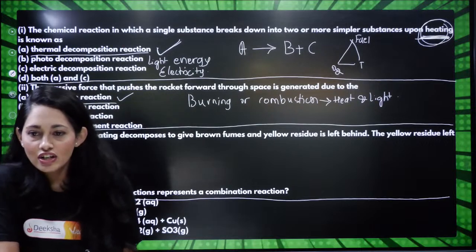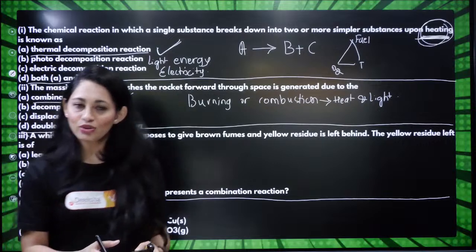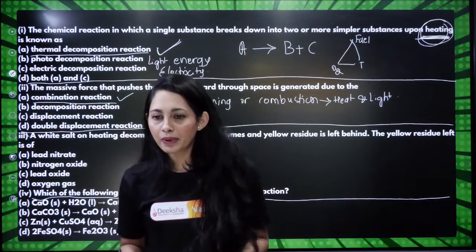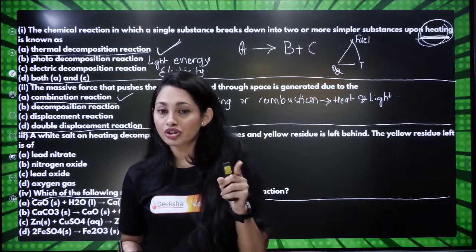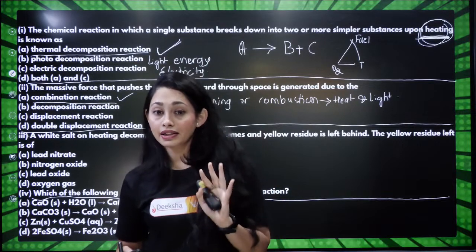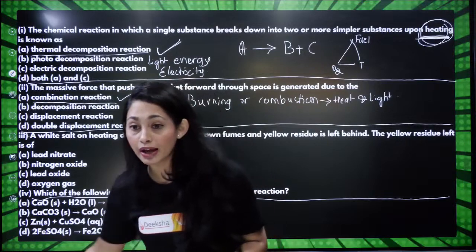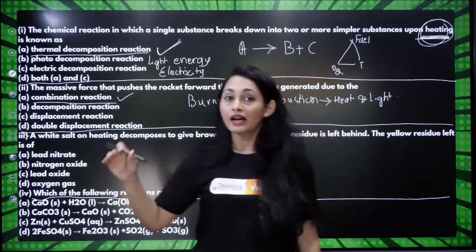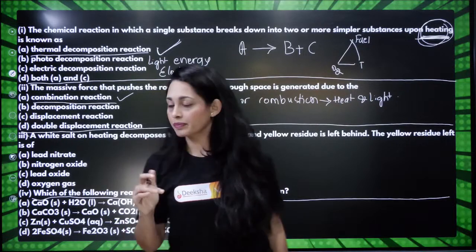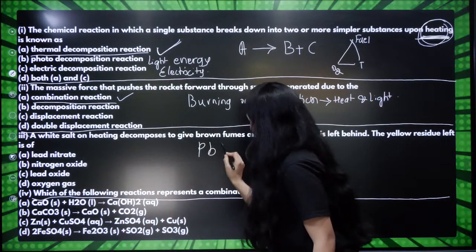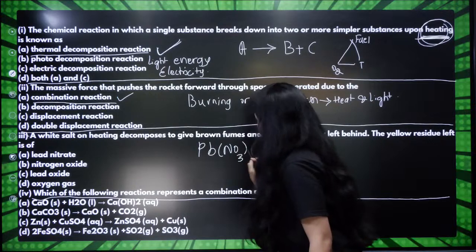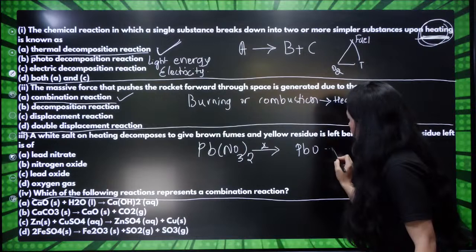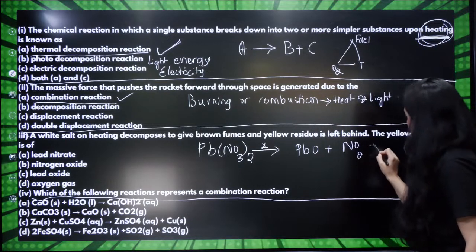What is it? Lead oxide, PbO. Remember the decomposition reaction of lead nitrate. What is going to happen? Lead nitrate is going to get decomposed into lead oxide, nitrogen dioxide and oxygen gas. Right? Pb(NO3)2, when you heat this, it is going to produce PbO plus NO2 plus O2.